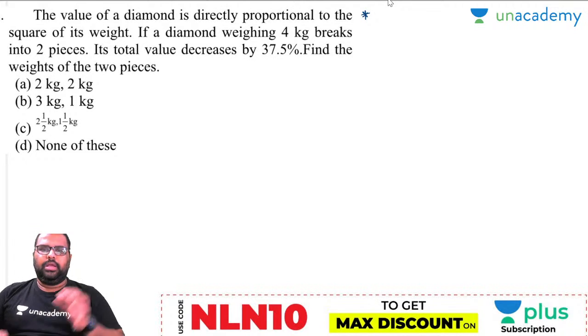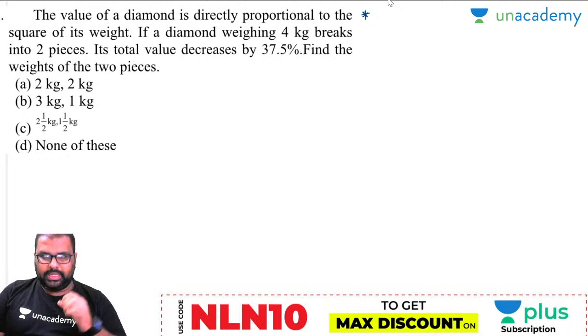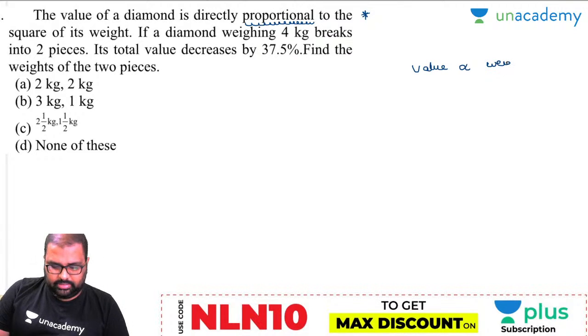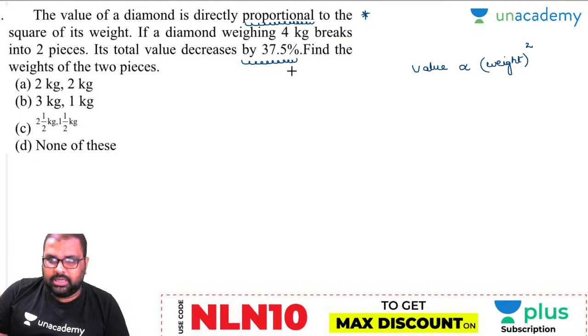Once check there. The value of a diamond is directly proportional to the square of its weight. So, the point here is the value of the diamond is directly proportional to the square of its weight. If a diamond weighing 4 kg breaks into two pieces, the total value decreases by 37.5%.